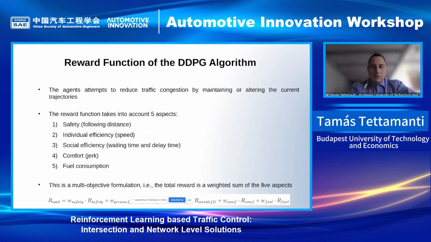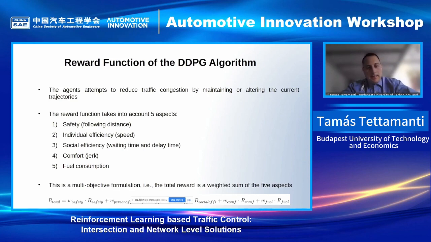The reward function, how the whole system is calculated, is defined in a multi-objective approach. So the agent attempts to reduce traffic congestion in general by maintaining or altering the current trajectories.